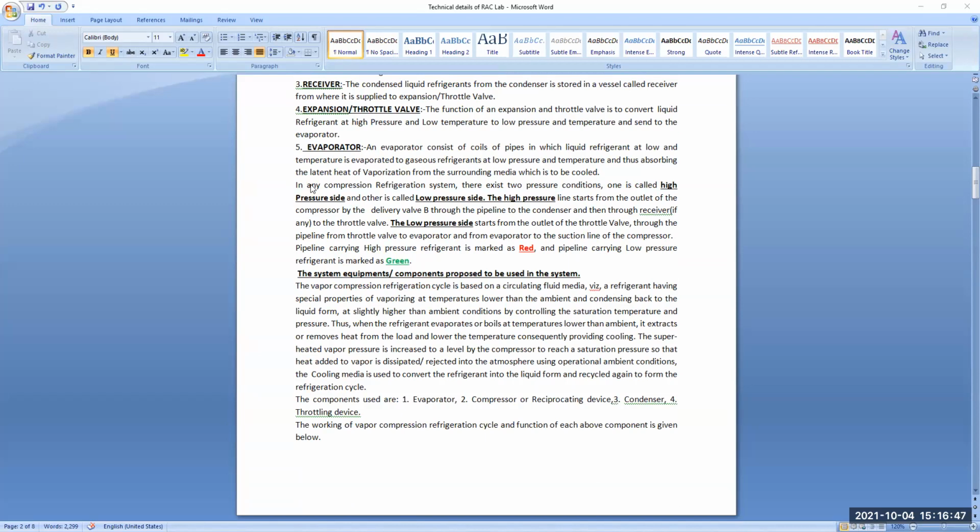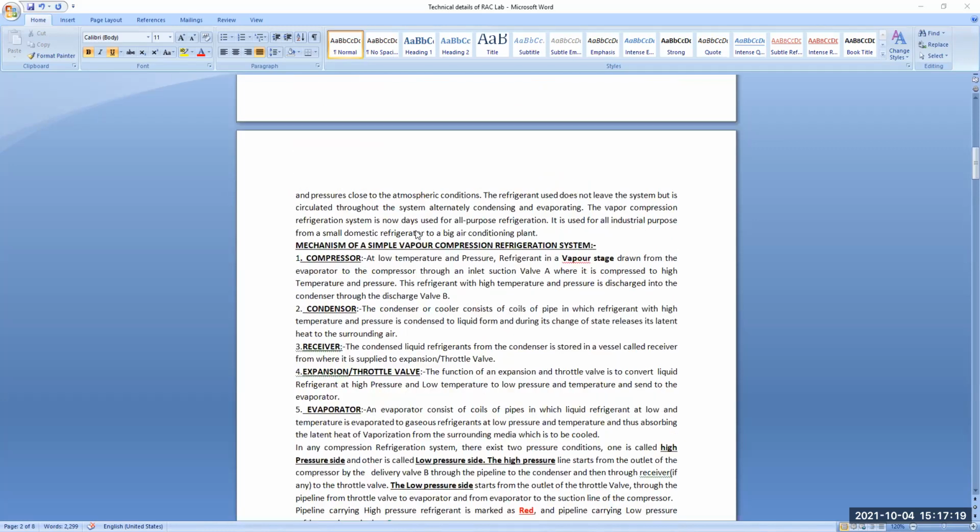The high pressure side starts from the outlet of the compressor, by the delivery valve B, and goes through the pipe to the condenser and then through the receiver to the throttle valve. The low pressure side starts from the outlet of the throttle valve and goes through the pipeline to the evaporator, and from the evaporator to the suction line of the compressor. The pipeline carrying high pressure refrigerant is red, and the pipeline carrying low pressure refrigerant is green.